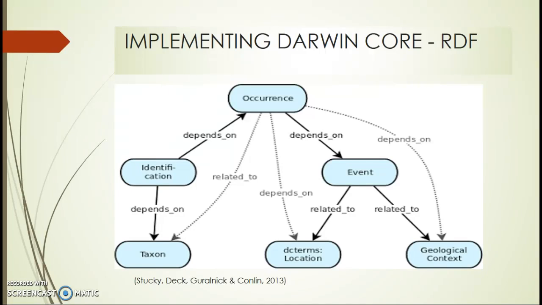Since Darwin Core does not specify relationships, the developers of bi-sci-col needed to define these relationships among the core classes in order that they might be expressed as RDF triples. This is illustrated in this entity relationship model, which is pictured.